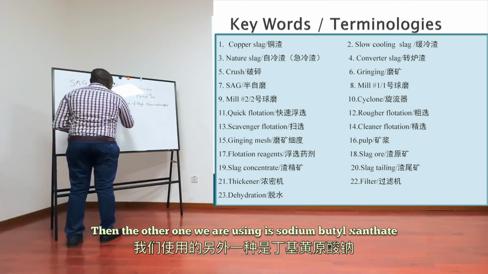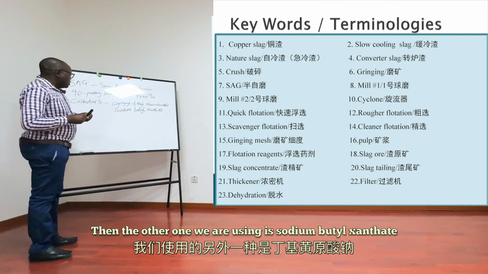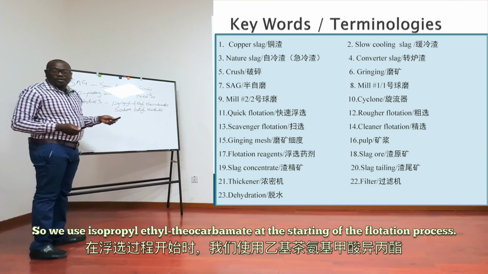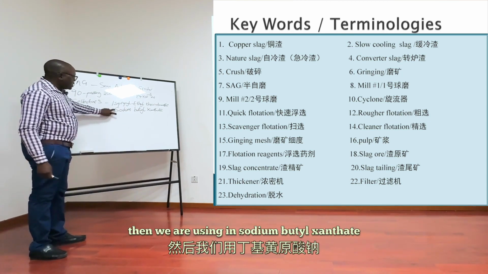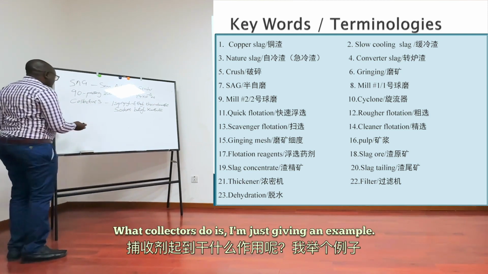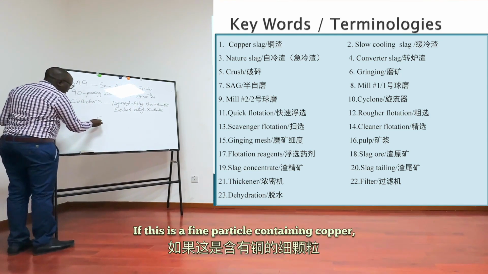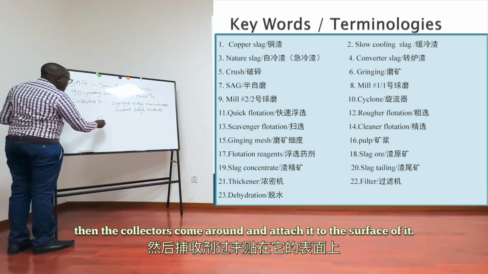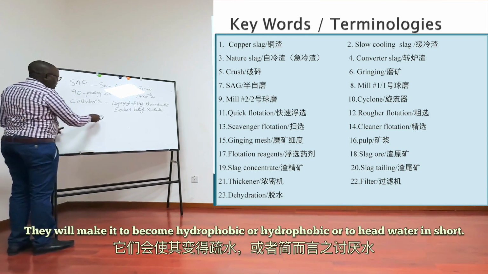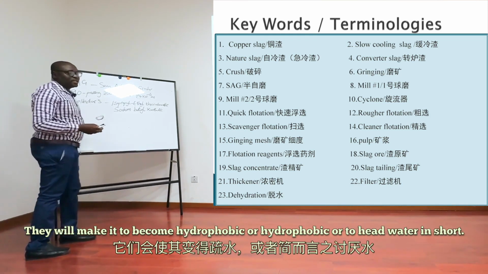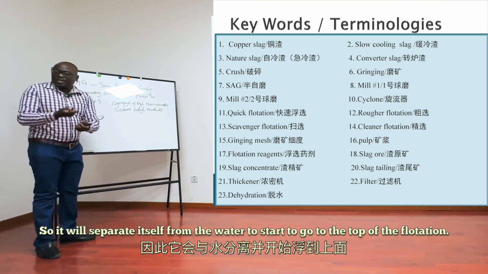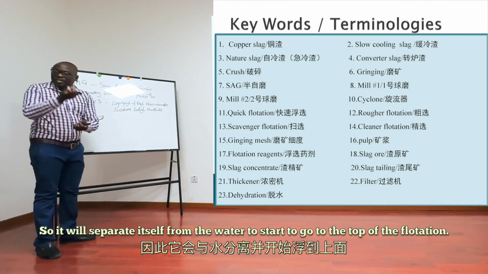Then the other one we are using is sodium butyl xanthate. So we use isopropyl ethyl thiocarbamate at the starting of the flotation process. Then at the scavengers, we are using sodium butyl xanthate. What collectors do is, I'm just giving an example: if this is a fine particle containing copper, then the collectors come around and attach to the surface of it. They will make it become hydrophobic, or to hate water, in short. So it will separate itself from the water and start to go to the top of the flotation.